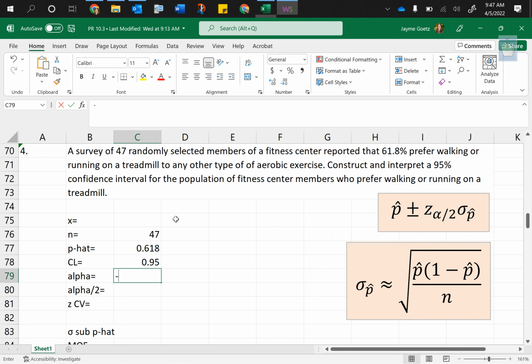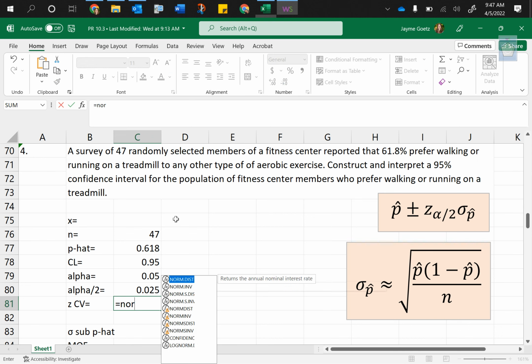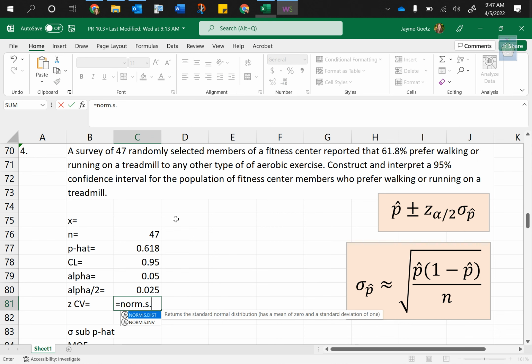0.95. Good. What's my alpha? 0.05. What's my alpha over 2? 0.025. Let's find my z value, norm.s.inv of 1 minus that bad boy. Okay.